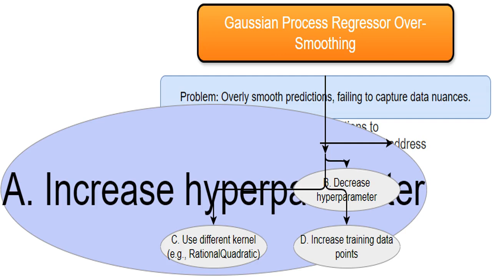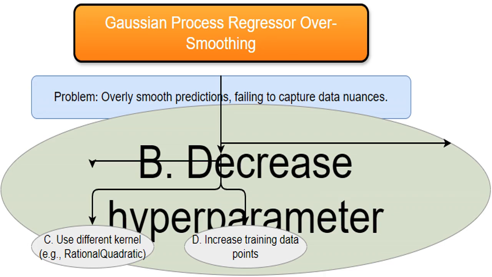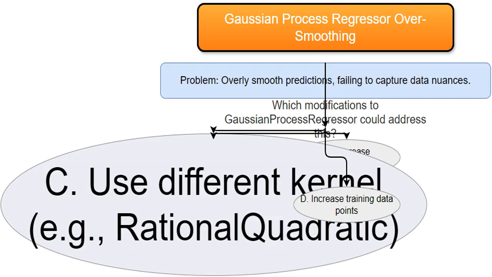The problem: alpha controls the assumed noise level. Higher alpha means more assumed noise and a smoother model. Think of it like adding more blur. Decreasing alpha is a good solution. A lower alpha assumes less noise, allowing the model to fit the data more closely. Less blur, more detail. Switching to a different kernel, like rational quadratic, gives a great solution.